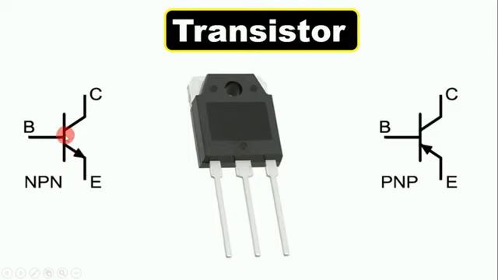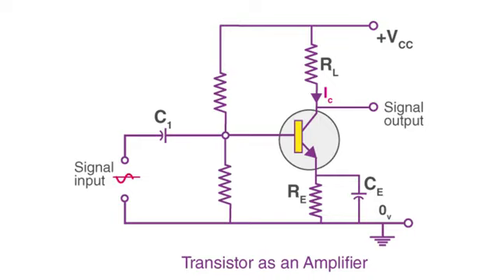From this line, if the direction of the arrow is outwards, then this will be our NPN transistor. And if this arrow is inwards, then this will be our PNP transistor. We use a transistor in a circuit where we have to convert a low signal into a high signal.